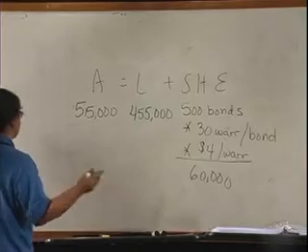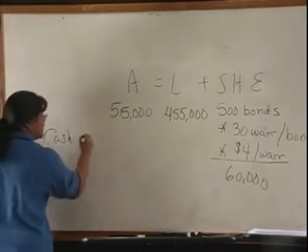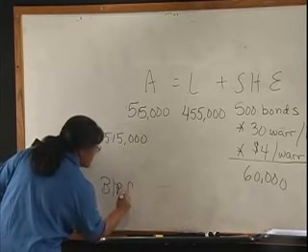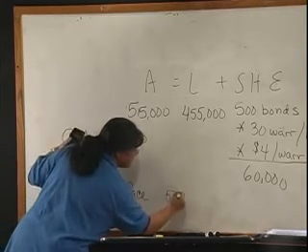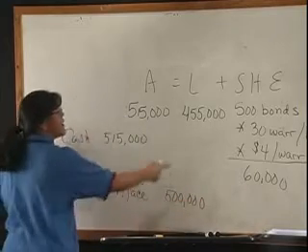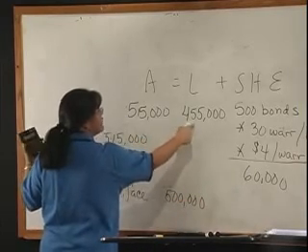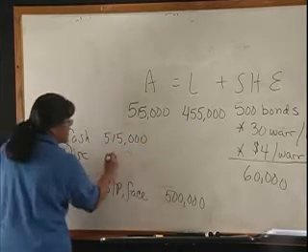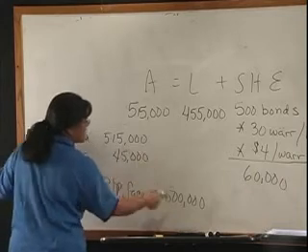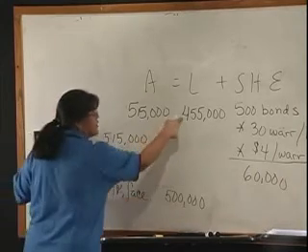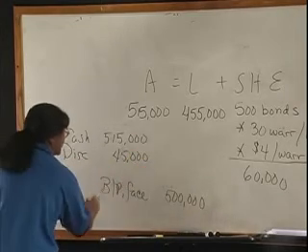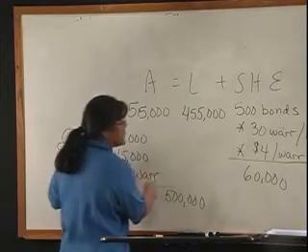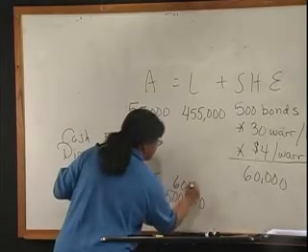Now let me tell you how the journal entry would look. You would debit cash for 515,000. You would credit bonds payable, always credit bonds payable at the face amount, which is 500,000. Now they're saying that the bonds payable, the liabilities, should really be 455, the carrying value. So that means there must be a discount of 45,000, because 500 minus 45 is 455. And then you have the shareholders' equity. That would be additional paid-in capital from warrants, and you credit it for 60,000.